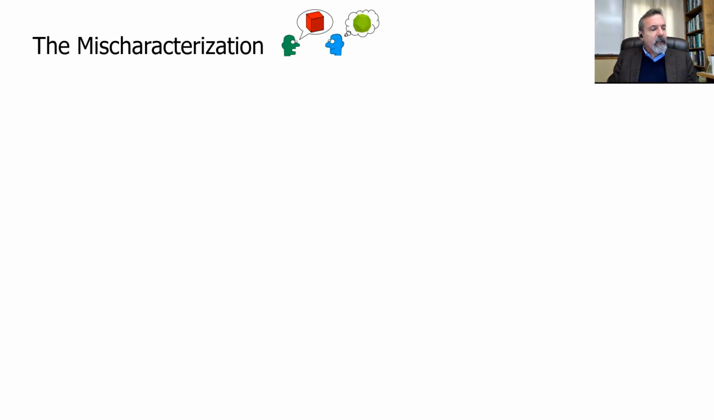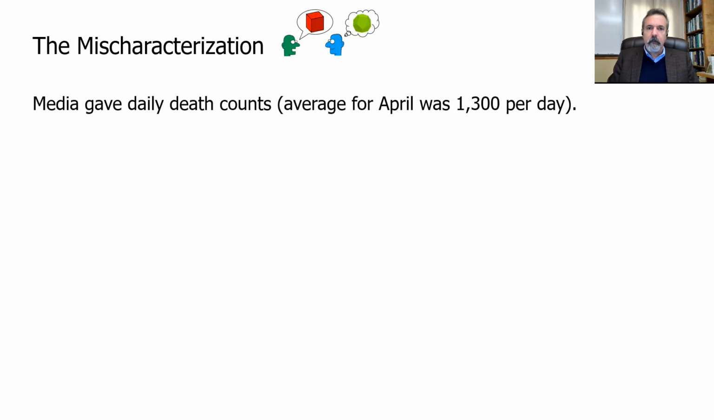But this lack of information led to a second problem, which I'll call mischaracterization. And what happened here is that the media started to mischaracterize the nature of COVID. And so they would give daily death counts. All the way back into April 2020, they'd have on the news every night, this many people died from COVID today. And people see that day after day after day, and the numbers are in the high hundreds or thousands. The average for April was 1,300 deaths per day. And you see that day after day after day, and it starts to hit you. You say, oh my God, this is a horrible thing.